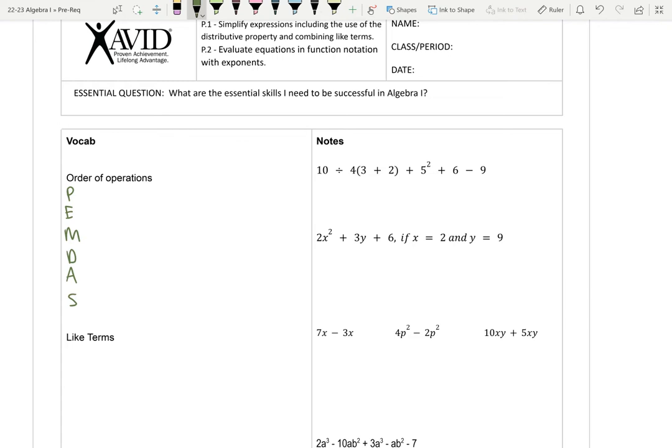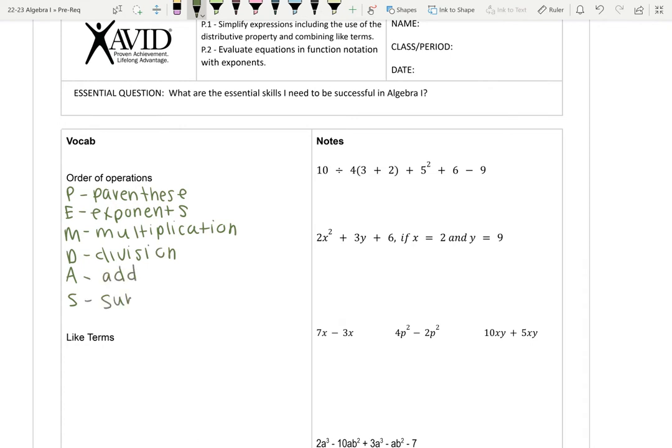And each one stands for something, so P is parentheses, E is exponents, M multiplication, D is division, A is for addition, let's put add, and then subtract.